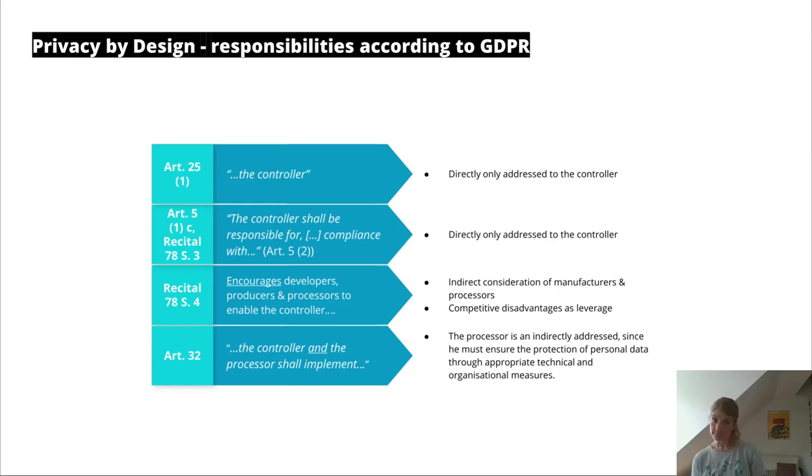And then again, there's another article, Article 32, which tells people what can be, for example, technical and organizational measures. And that is also only addressing the controller and sometimes the processor. So if you're using a cloud service provider who is storing data on your behalf, then they also must ensure technical and organizational measures. But the developer itself is not addressed.